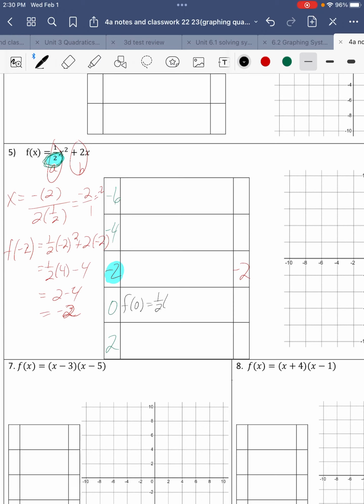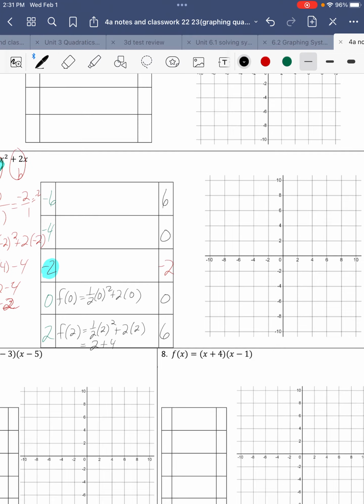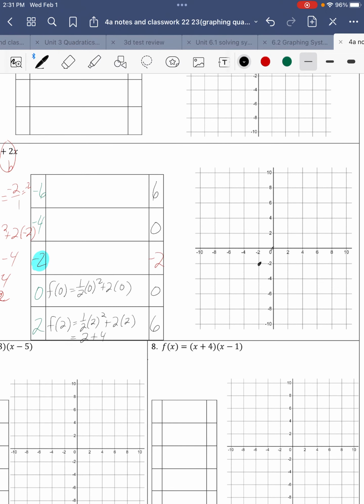So I'm going to put in 0, and 0 is going to end up with 0. And when we substitute 2 in, 2 squared is 4, half of 4 is 2, 2 times 2 is 4, 2 plus 4 is 6. So I'm not left with a fraction, no decimal, it's great. So we have 0 and 6. So -2, -2, 0, 0, 2, 6, -6, 6, and -4, 0. And here's my quadratic.